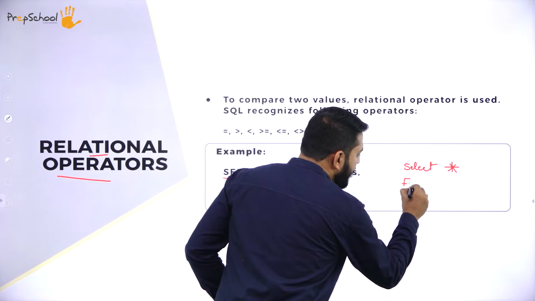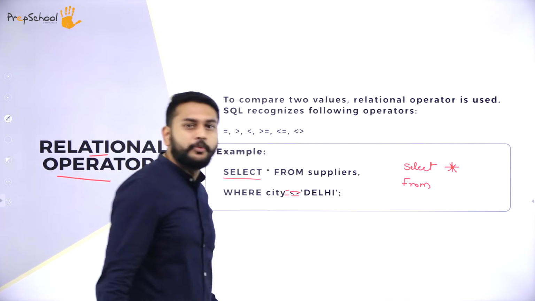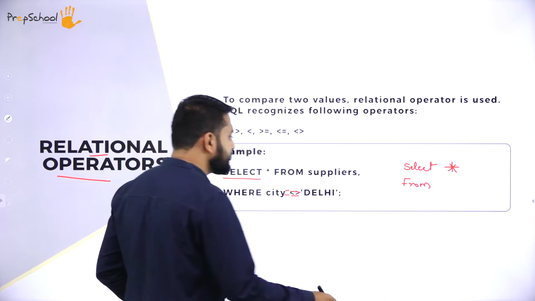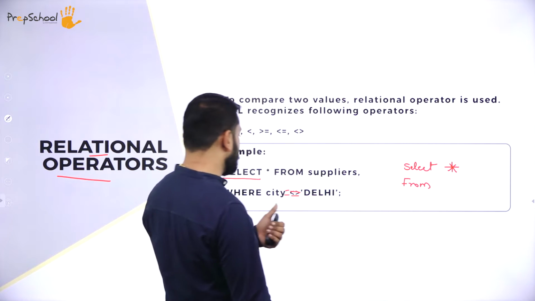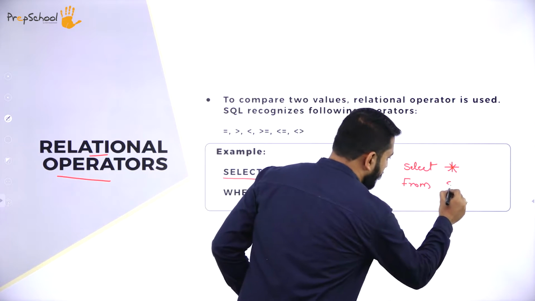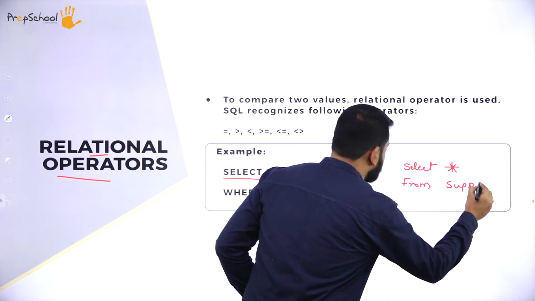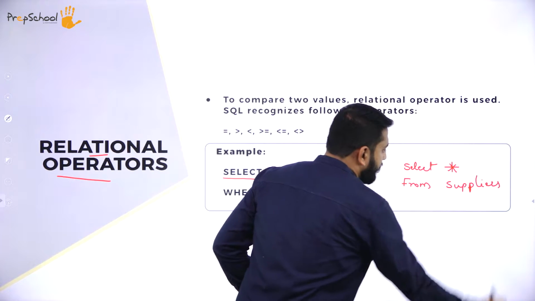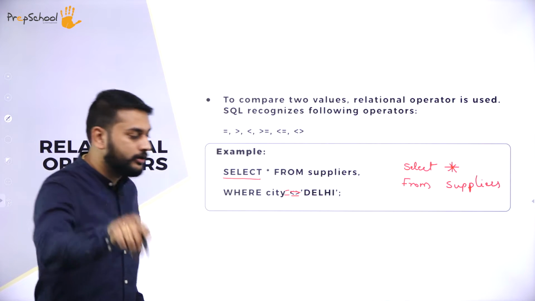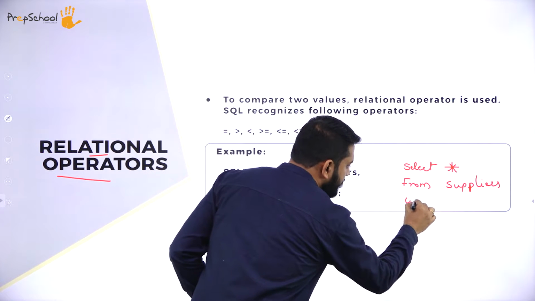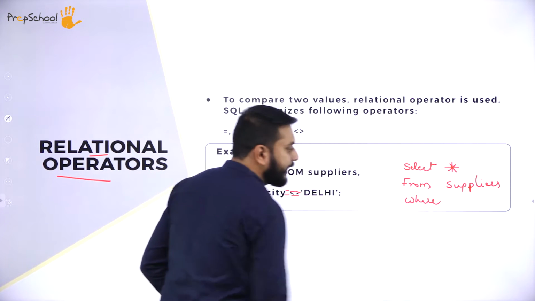After that, what will you write? From where should I select? Let's understand, what is the table name here? Suppliers. Okay, I have suppliers, right? After that, what do I have to give? The where condition. So listen here carefully.